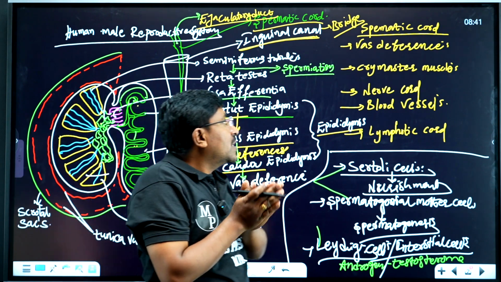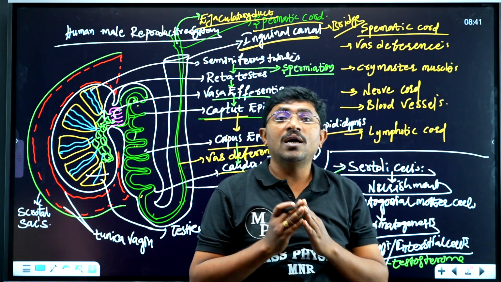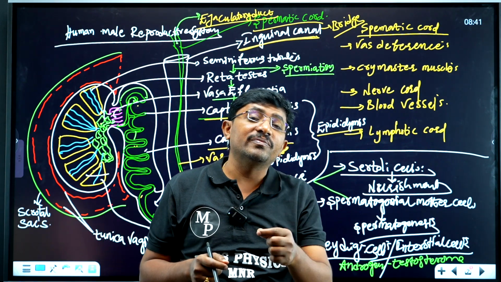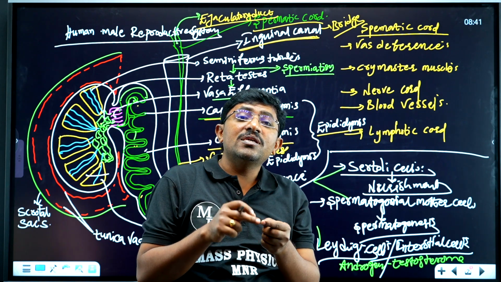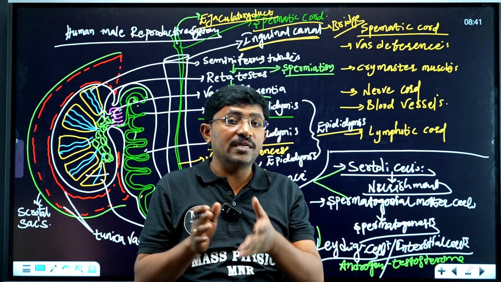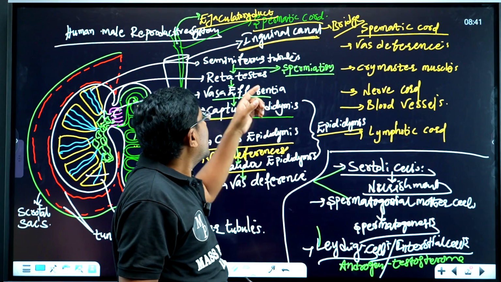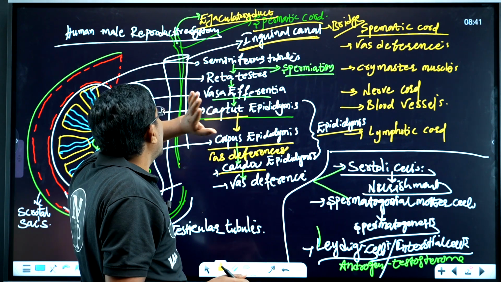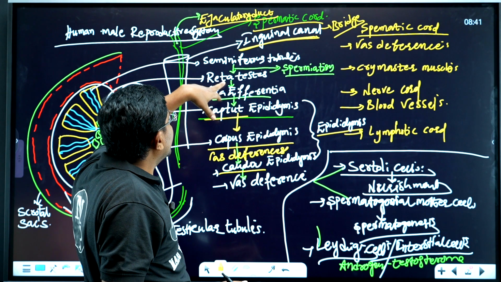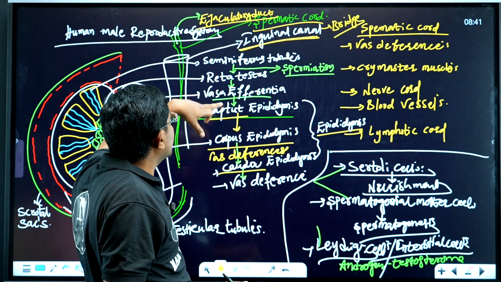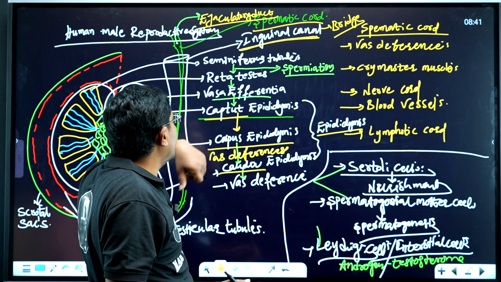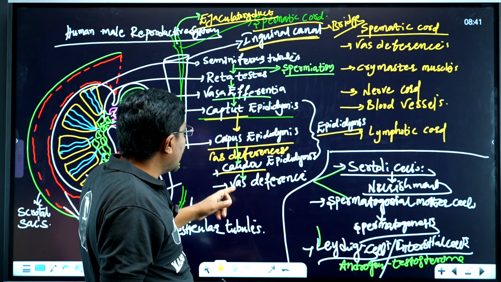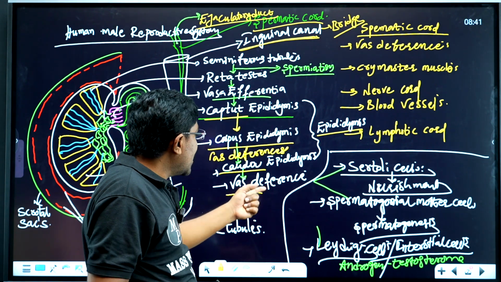Then, what is the chronological order of movement of spermatozoa? The sperm movement begins from which accessory duct and ends in which accessory duct? That is the question. The sperm production takes place within the seminiferous tubule. After that, from the seminiferous tubule the sperm enters the rete testis, then the vasa efferentia, then the epididymis. The epididymis finally opens into the vas deferens.